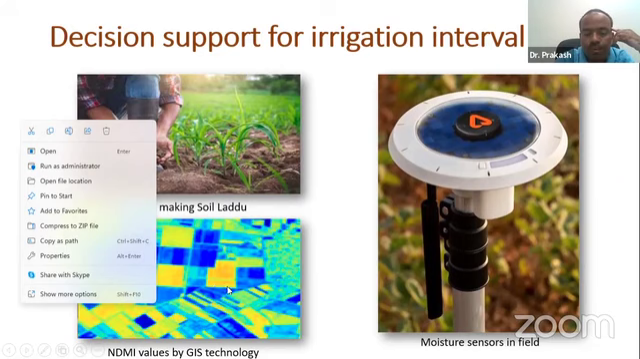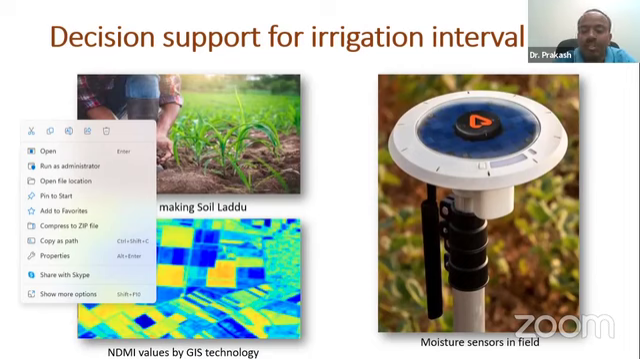In the yellow color plot, it's average moisture on the NDMI index, so there is less water requirement. When reddish color is there, it shows this plot is under water stress. So such GIS based technology can give us a decision support mechanism to decide the irrigation interval. Then there are moisture sensors in the field.